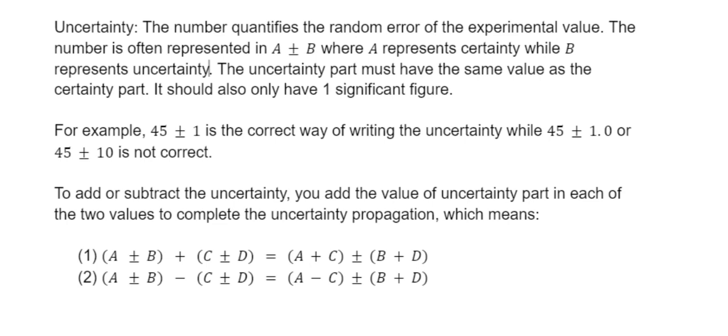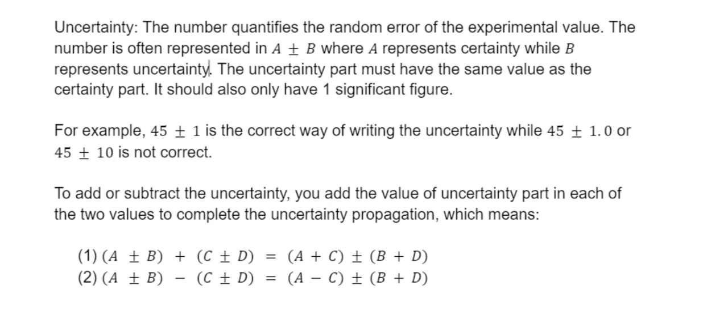Today we'll be talking about part 1 of uncertainty. So first of all, let's give a definition of what uncertainty is. Uncertainty is a number that quantifies the random error of the experimental value. The number is often represented as A plus or minus B, where A represents the certainty part while B represents the uncertainty part.